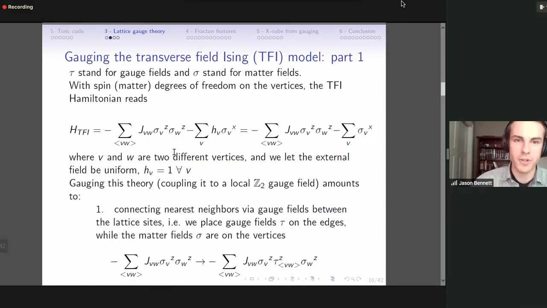And so the first thing that this alters is my Ising coupling term. Between each of the matter fields, I now have a gauge field. So my tau will be a gauge field, and my sigma will be a matter field.